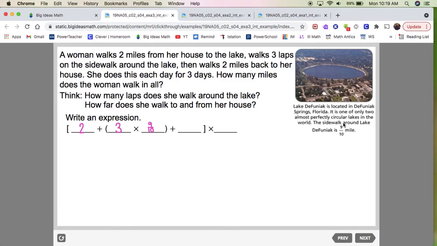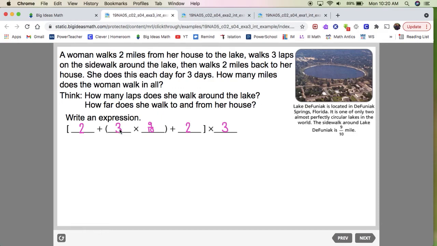You notice here that they told us, and I forgot to mention this, that the sidewalk around the lake is 9/10 of a mile, and she does that 3 times. So she does 9/10, 9/10, 9/10, or 3 times 9/10. And when we do that, it'll tell us how many miles. And then she walks 2 miles back to her house, and she does that every day for 3 days.